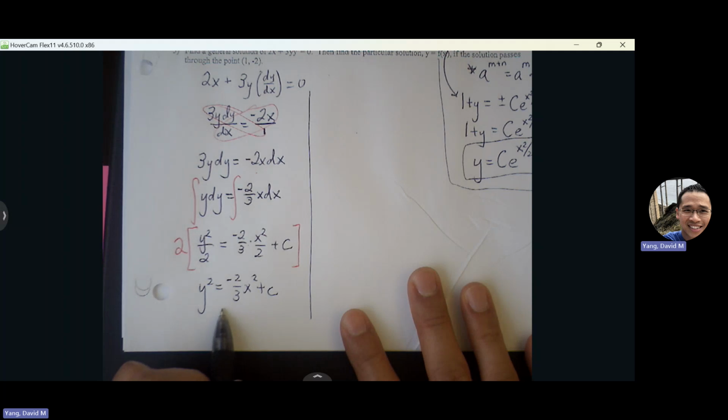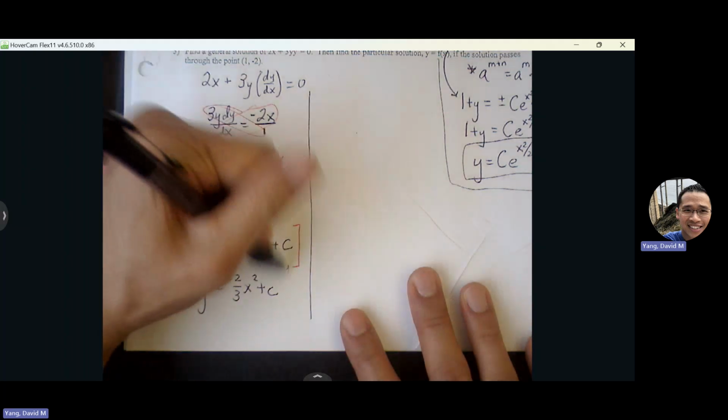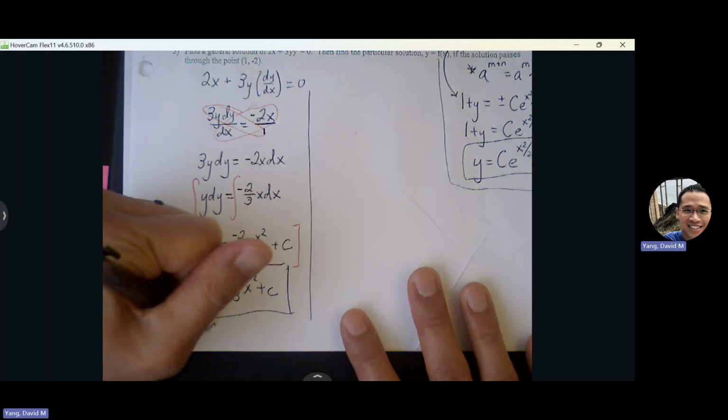So I think this is good enough to call this a general solution, because we have the C still unresolved. We can do plus or minus, but this is okay. We can leave this and call this the general solution.